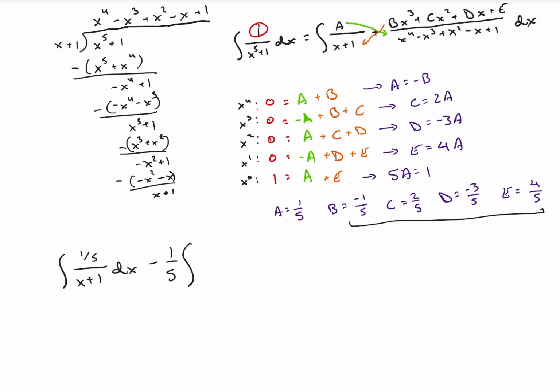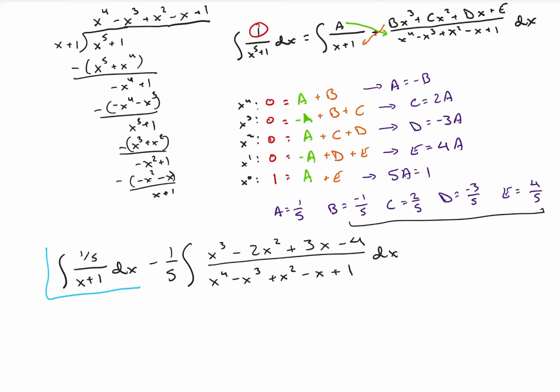And I'm going to get x cubed minus 2x squared plus 3x minus 4. And you notice all those change sign because I had the negative on the outside. And all of that's going to be over x to the 4th minus x cubed plus x squared minus x plus 1. All right. So what we notice right off the bat is that I can solve this left integral.